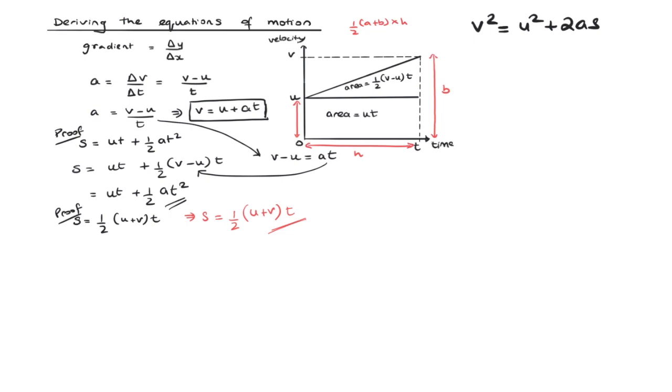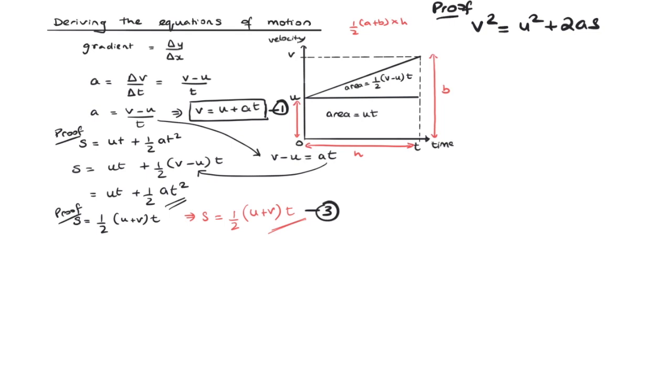So let's prove that. We're going to need the first equation, which is right here, and the third equation, which is right here, to prove this. So we can clearly see that there is no t in our final equation. So we therefore must make t the subject from the first equation and insert it into the third equation.